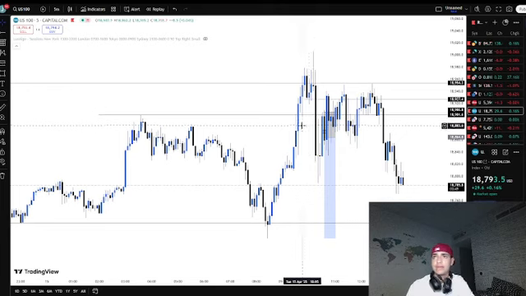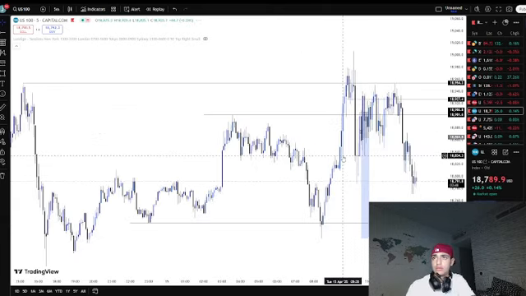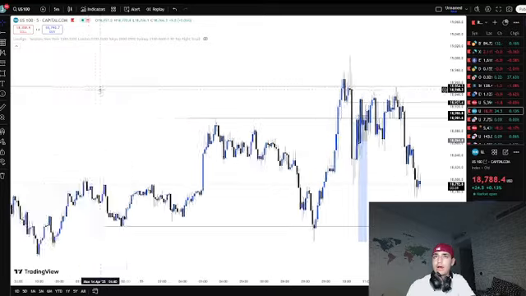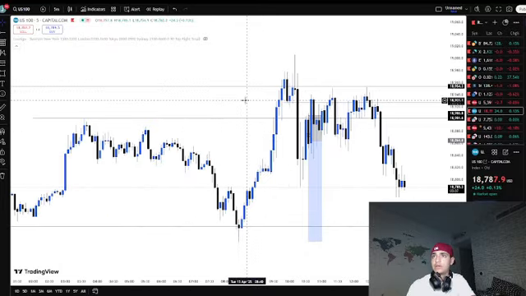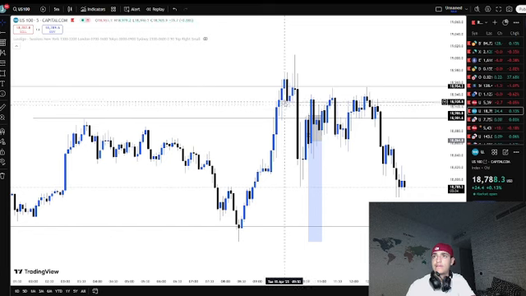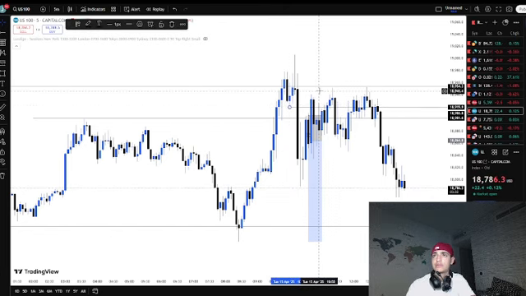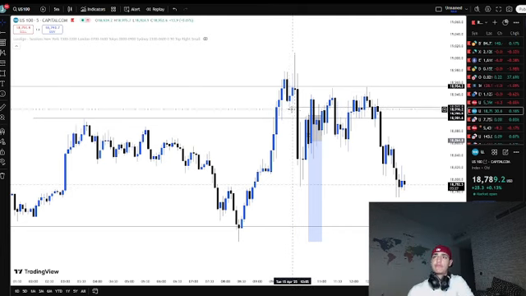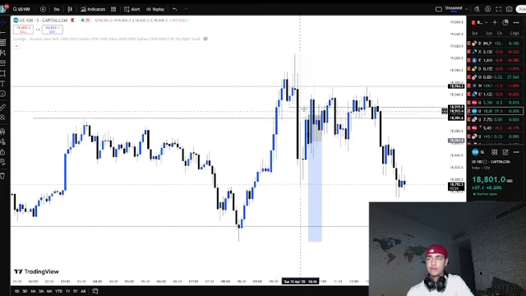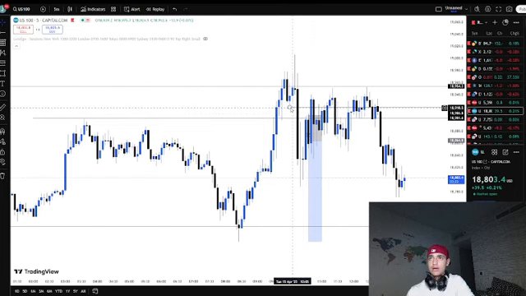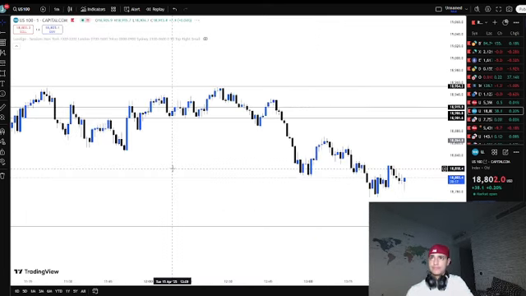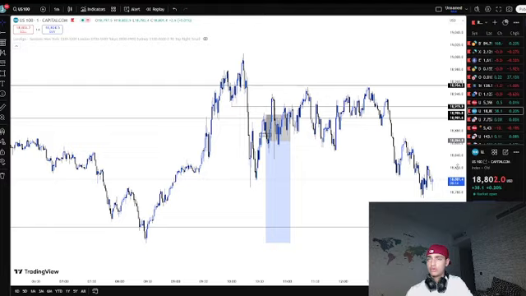We don't make any reaction. We don't reject. We don't reverse. Nothing. Then we continue up to this hourly high over here. After we sweep this hourly high, we get a 5-minute break of structure to the downside right here. After we get that 5-minute break of structure to the downside, for me that's confirmation that we switched order flow and we're now bearish.